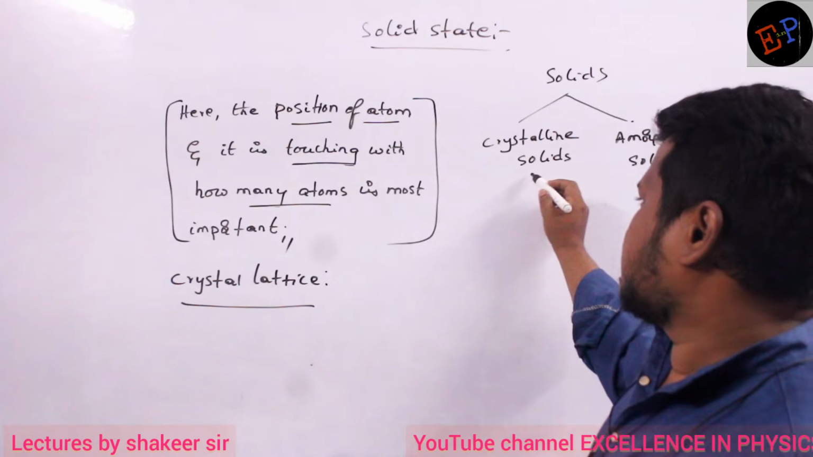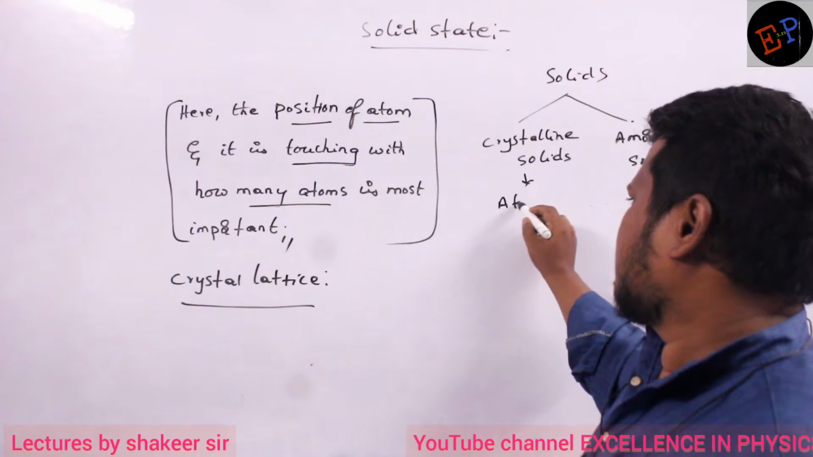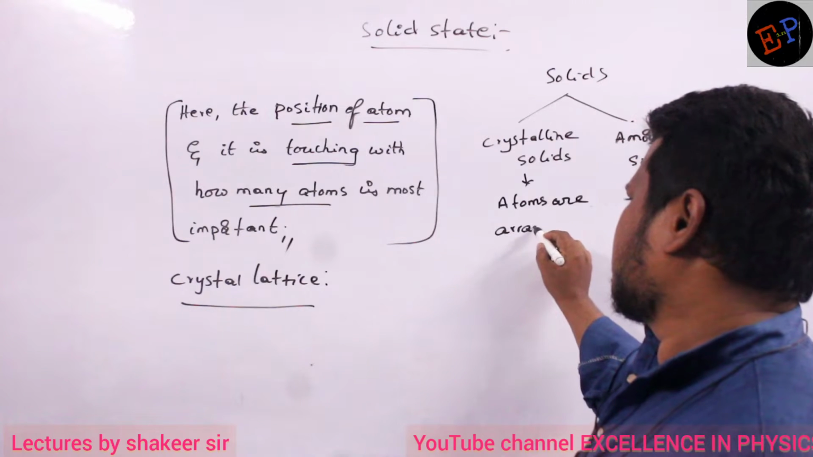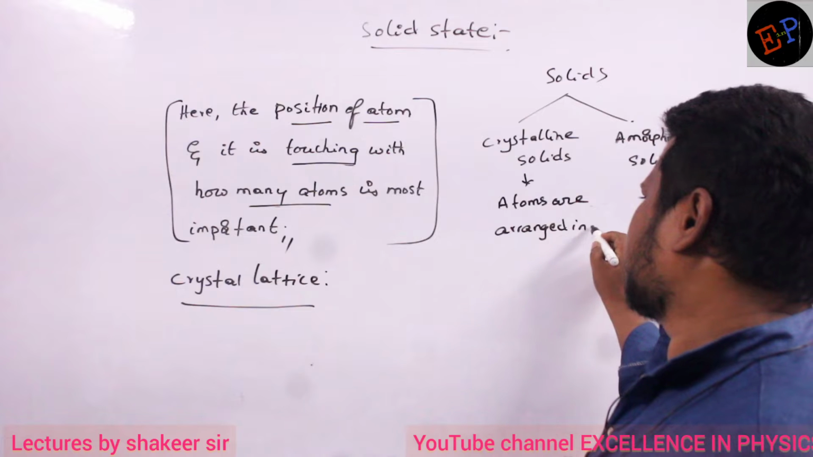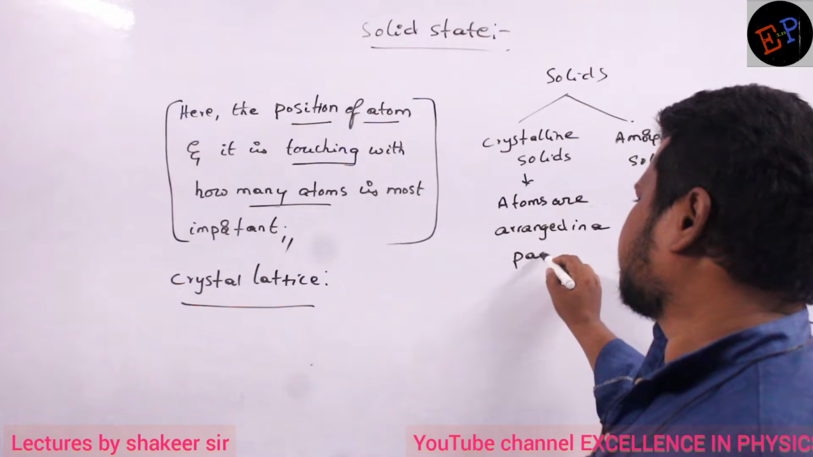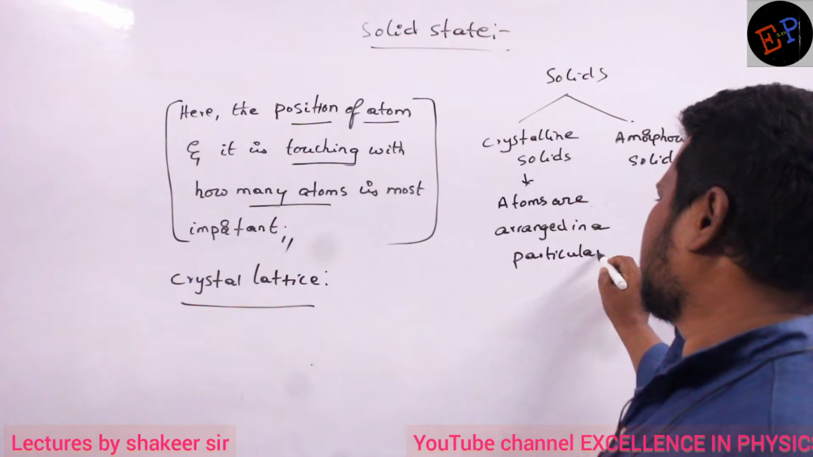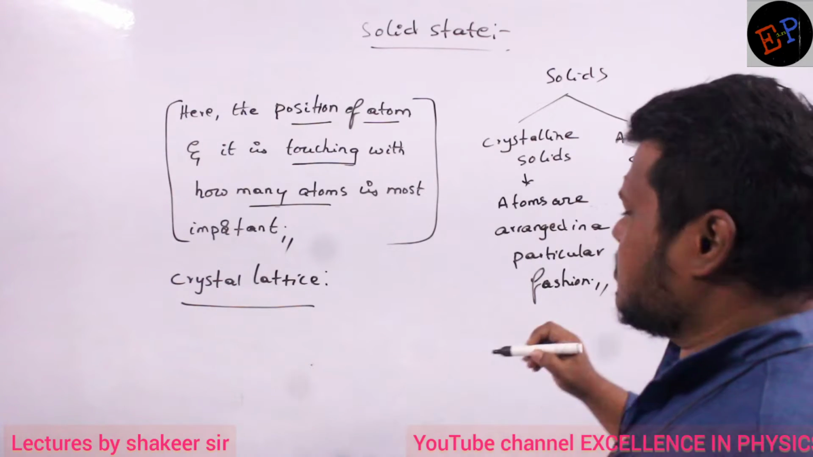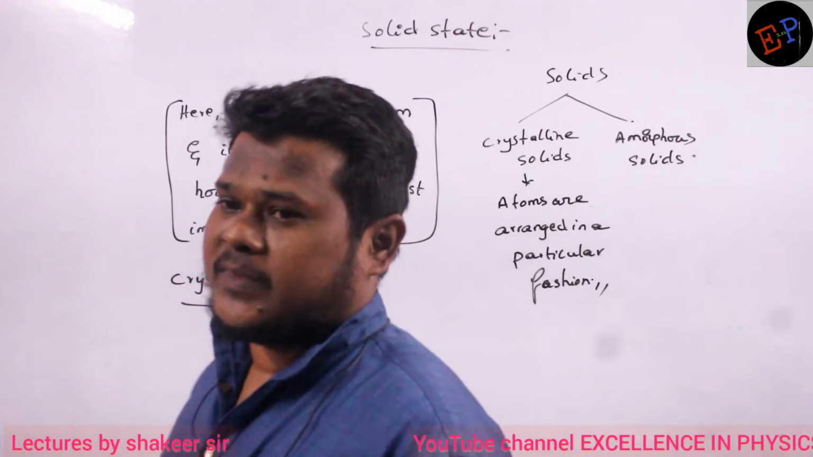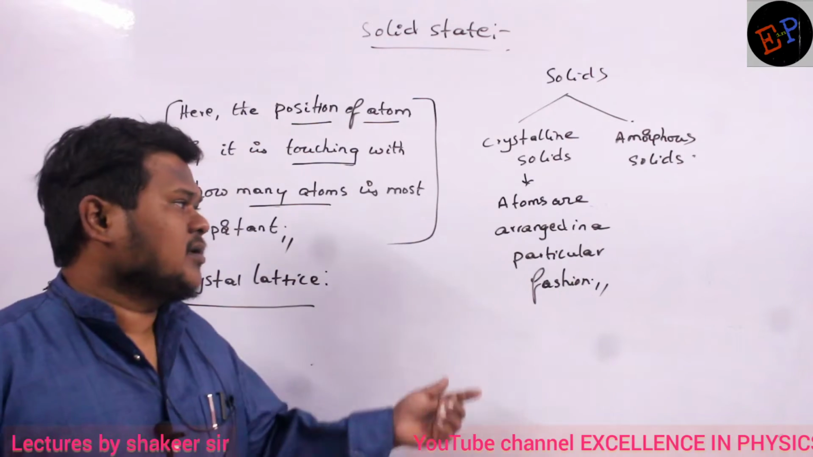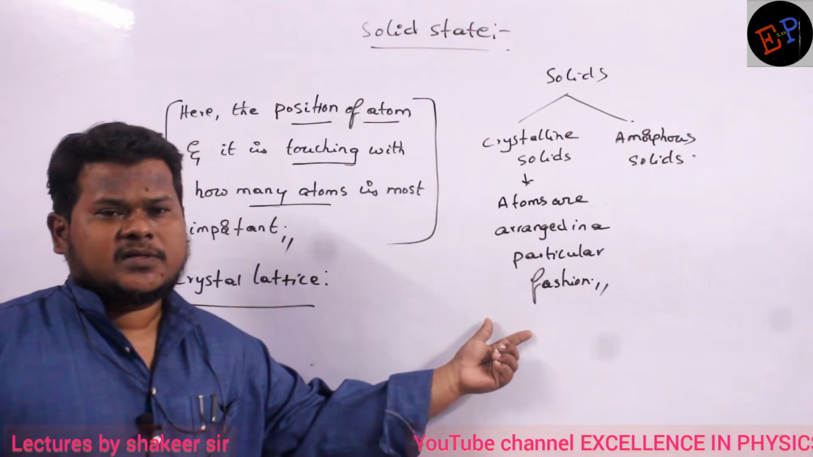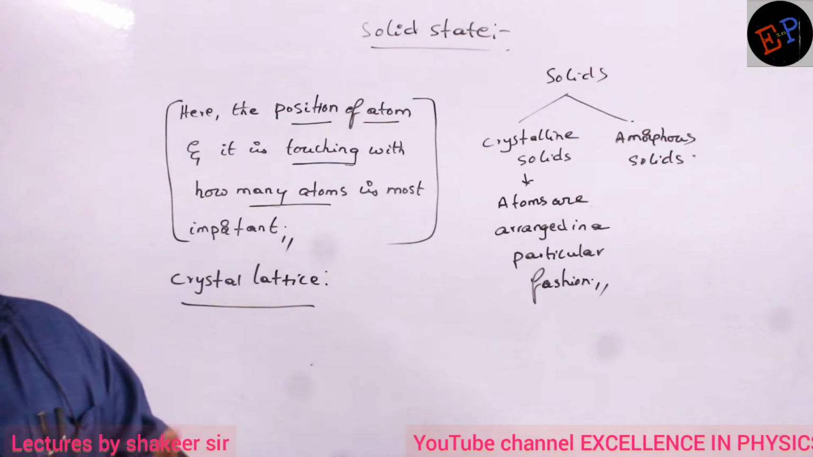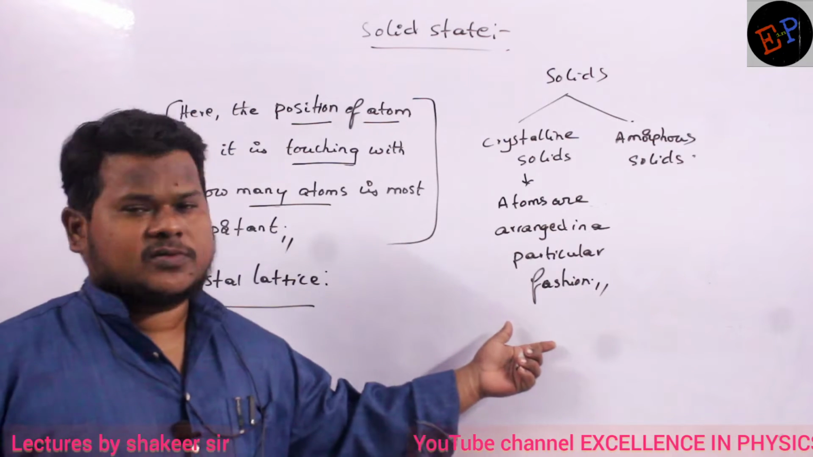Crystalline solids means atoms are arranged in a particular fashion. There is a particular sequence in which atoms are arranged. That type of arrangement, the type of solids, you can call them crystalline solids. Are you able to understand? NaCl and other molecules, you can call them crystalline solids.